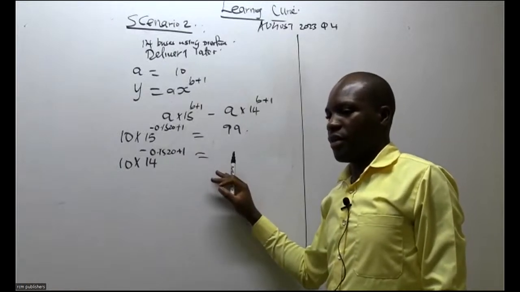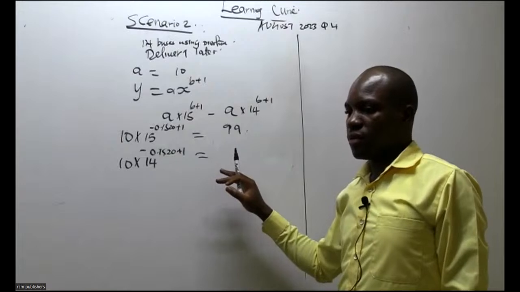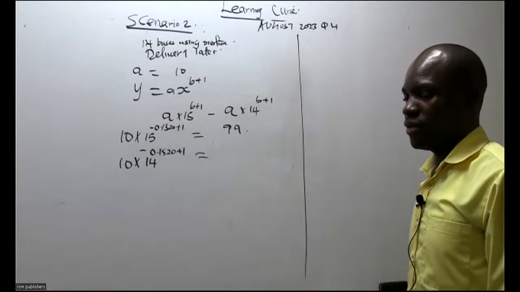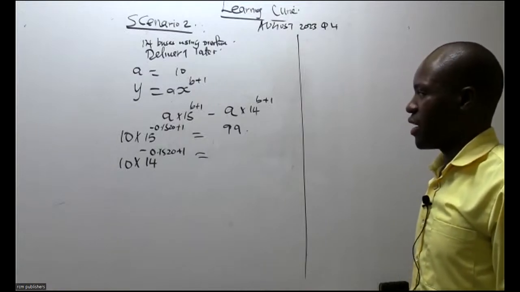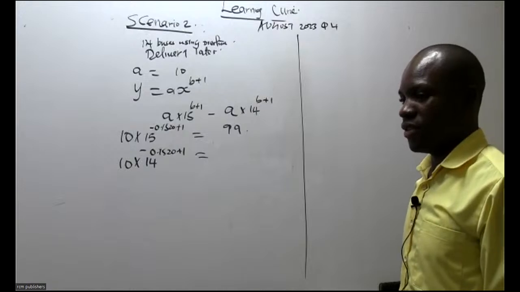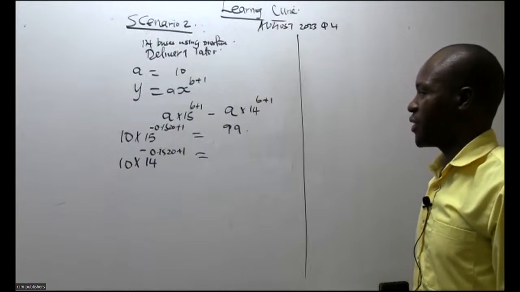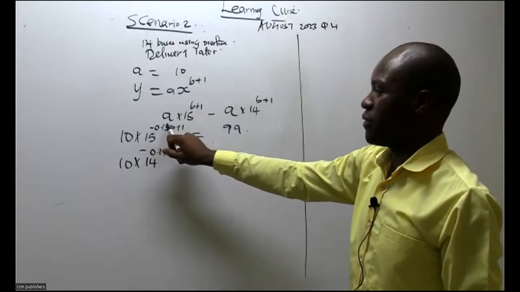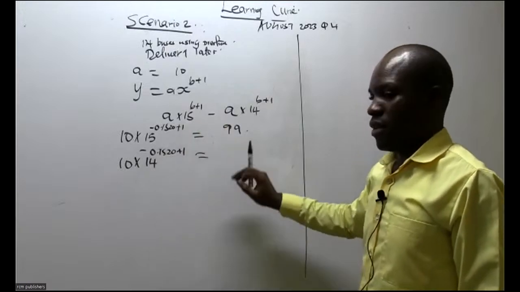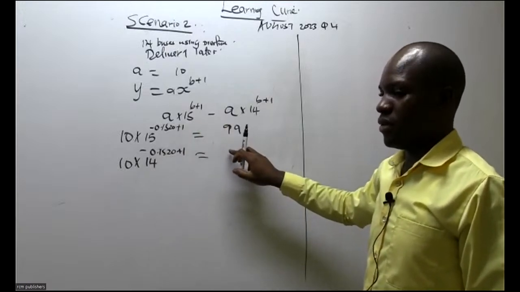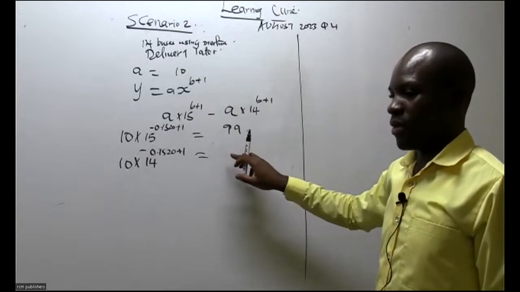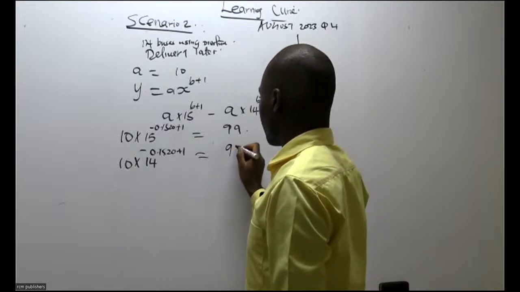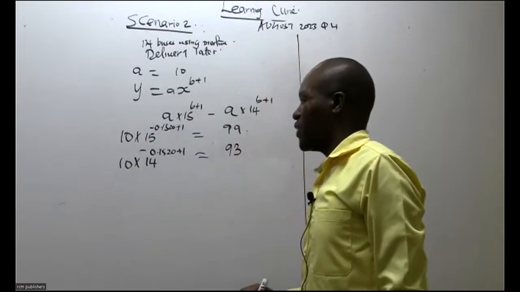How much is it here? It cannot be more than 99. Check on your workings. This is negative 0.1520 plus 1. It cannot be more than 99. How much is it? Good. It is 93. Now, this is the question.